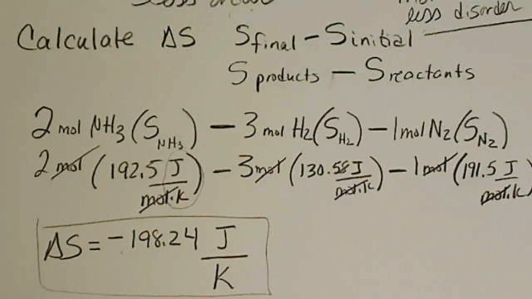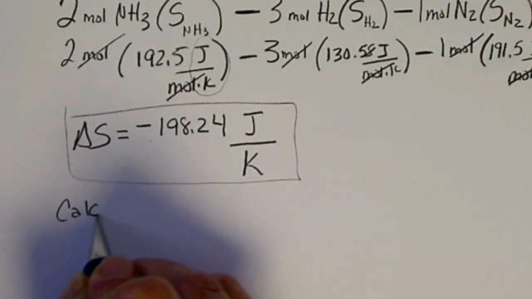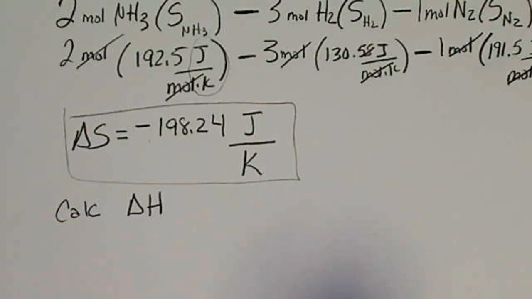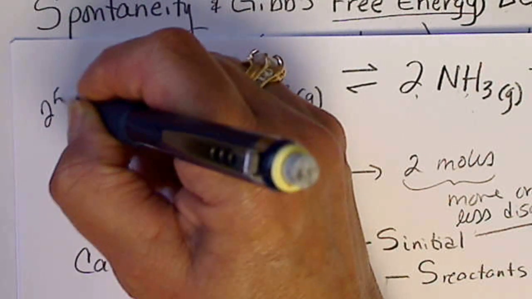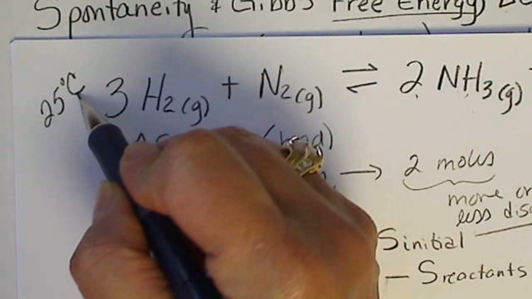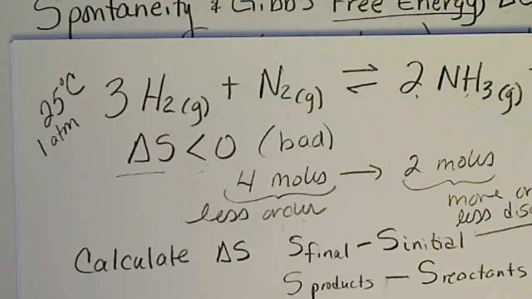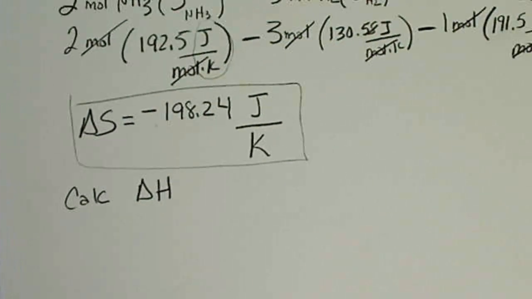Now we're going to calculate delta H. So we'll calculate the entropy change. And we're assuming, which I did not write down, that we are doing this reaction at standard conditions. So it's 25 degrees Celsius, 1 atmosphere pressure for any gases. So we can use those values in the back of the book.